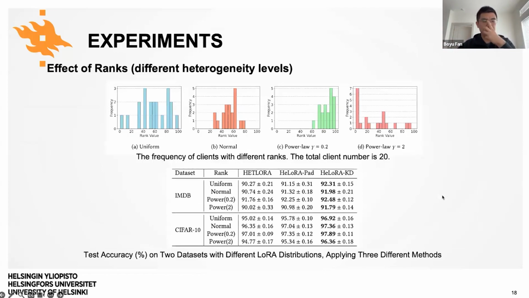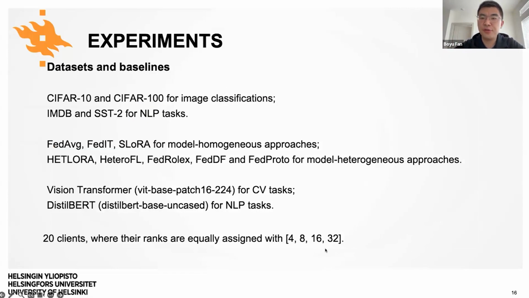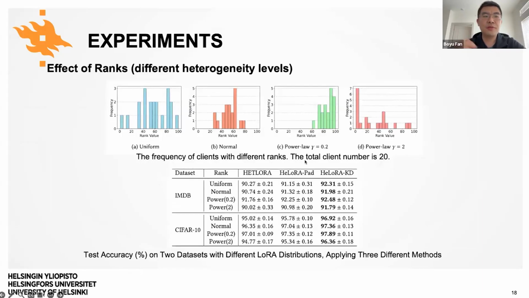For the rest of the experiments, we changed the heterogeneity levels, because previously we just considered these four, but now we simulate the real world. We give them different rank values from different distributions, and we sample them. We give the results here, and we also find that HeLoRa KD outperforms the rest. This is interesting, and an interesting observation can also be followed here.